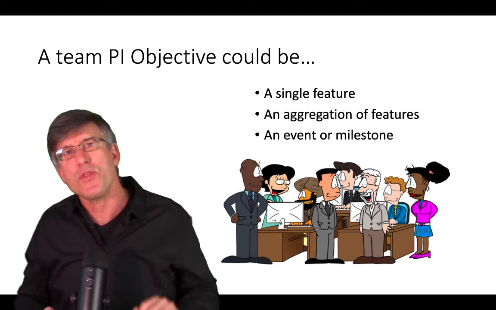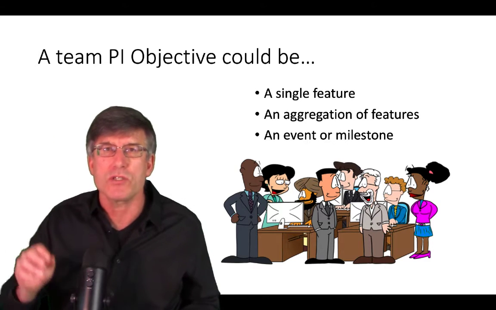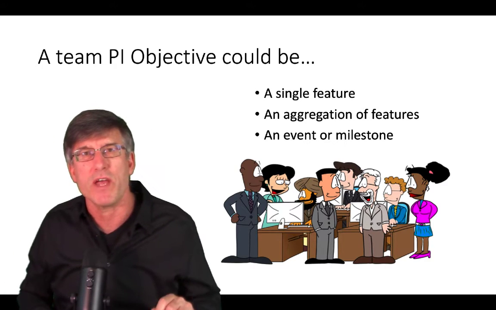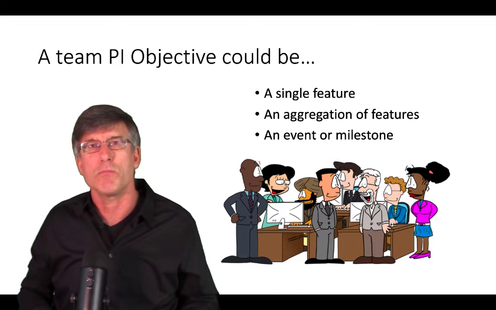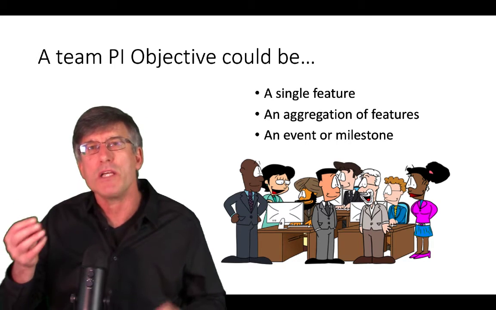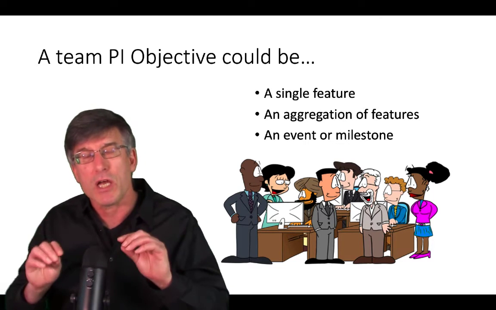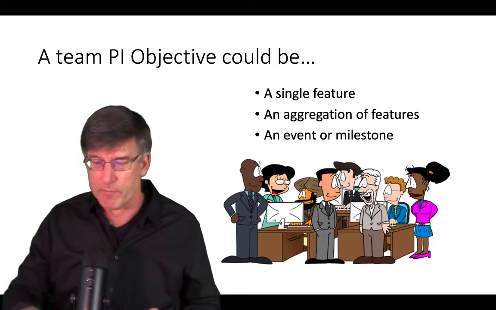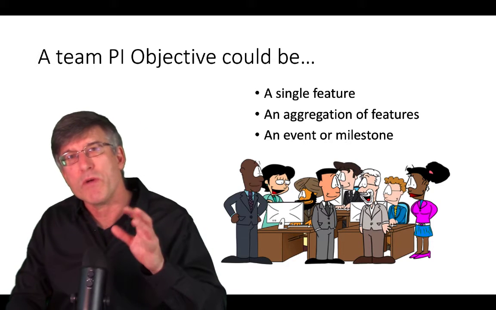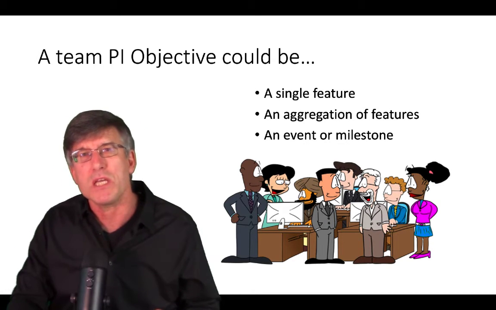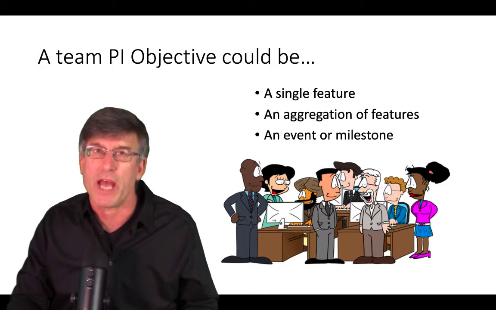But there's also other things that might be valuable. You might have milestones. You might have particular events. You may have a drop point to an important customer. So these are all expressing what are the valuable things you intend to get done during this PI. So that's why we have the objectives. The feature may not be the robust mechanism for capturing that.